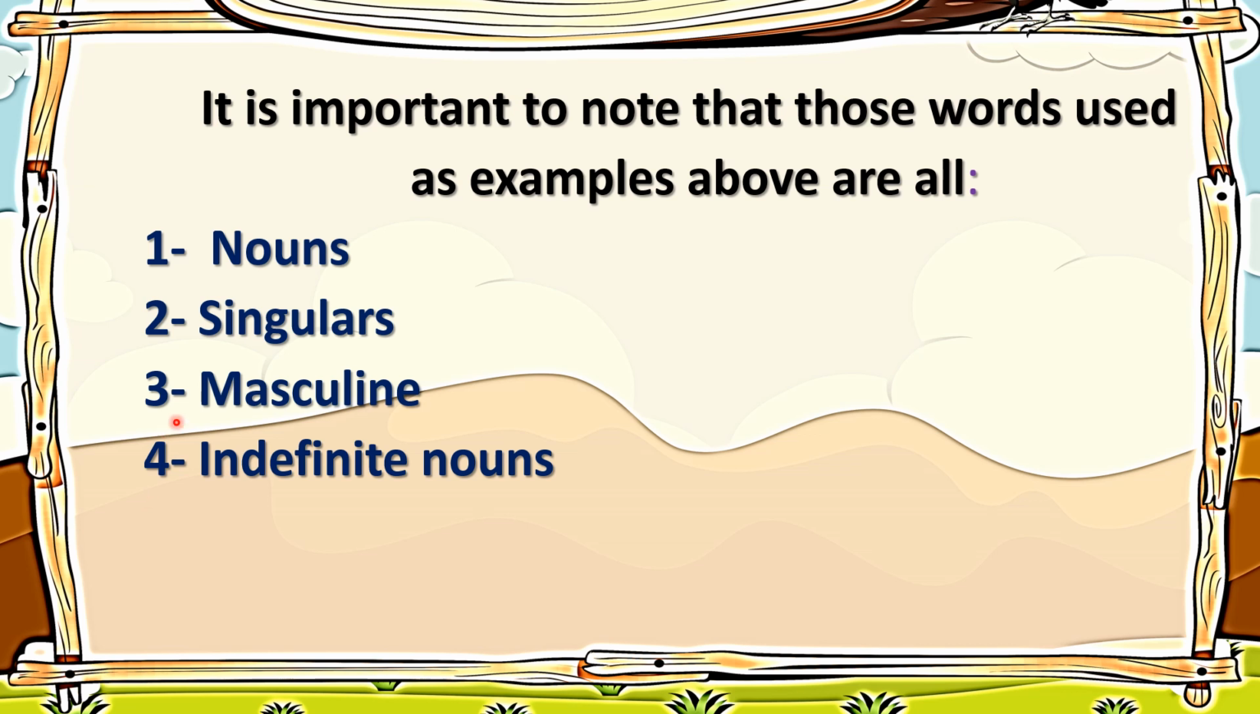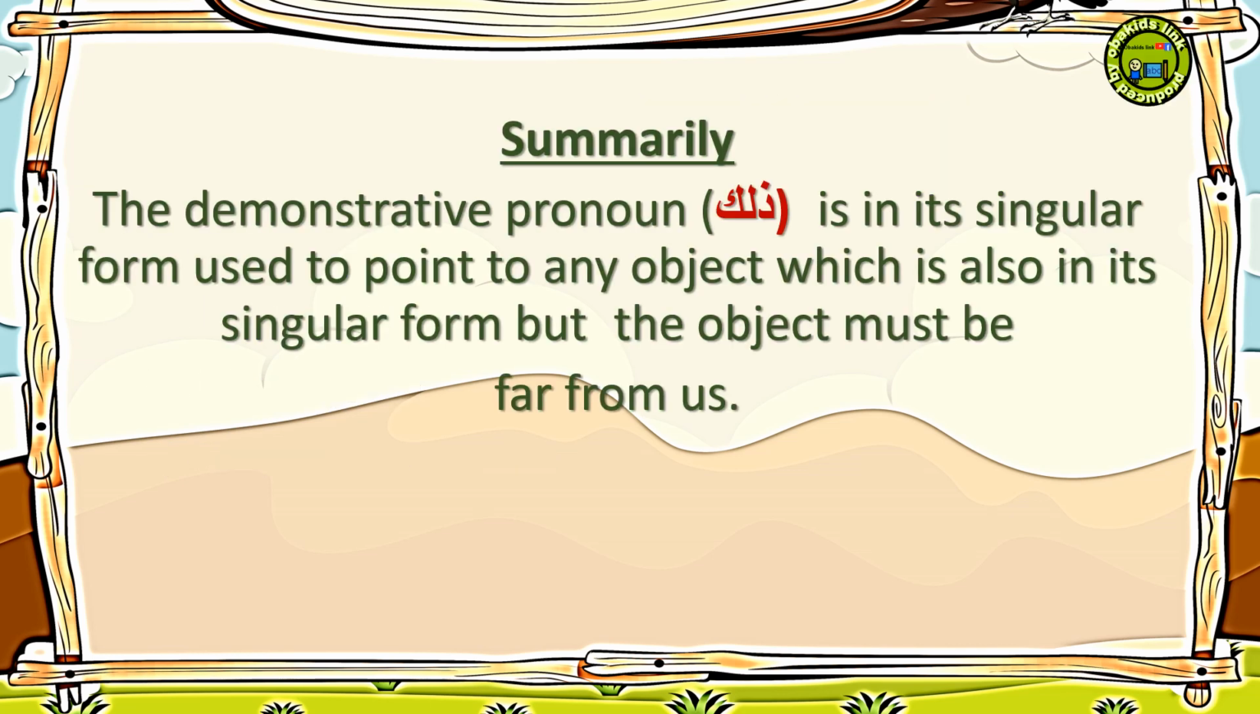It is important to take note that those words used as examples above are all, one, nouns; two, singulars; three, masculine; four, indefinite nouns. Summarily, the demonstrative pronoun Zalika is in its singular form, used to point to any object which is also in its singular form, but the object must be far from us.